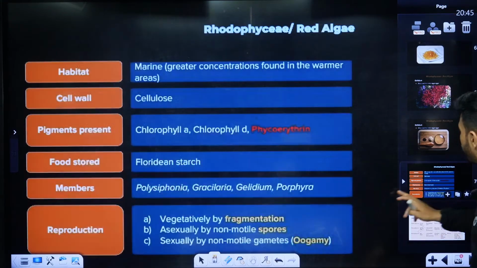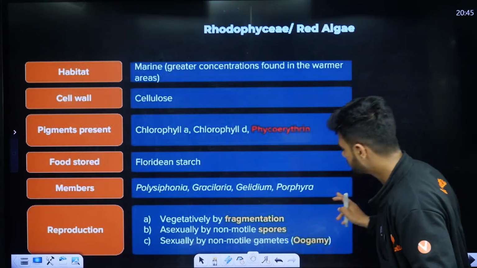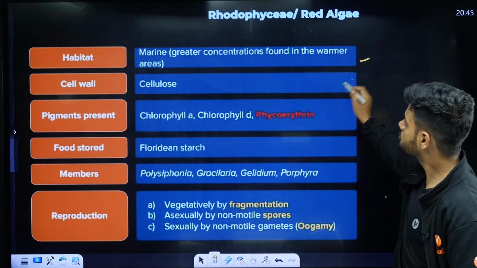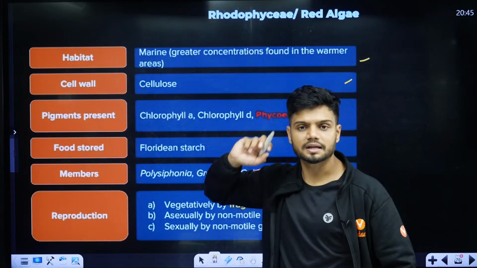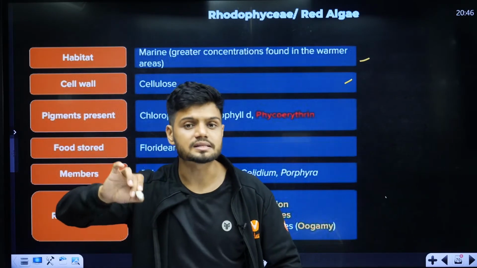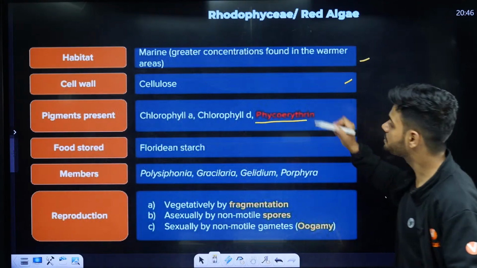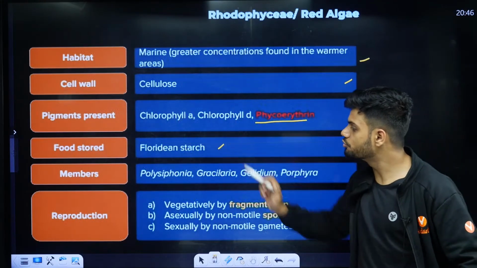Now here I have all the information again, students. Here you can see marine. Students, write here: cellulose plus carrageenan plus polysulfate esters plus pectin. Phycoerythrin is the pigment, Floridean starch is the food storage.